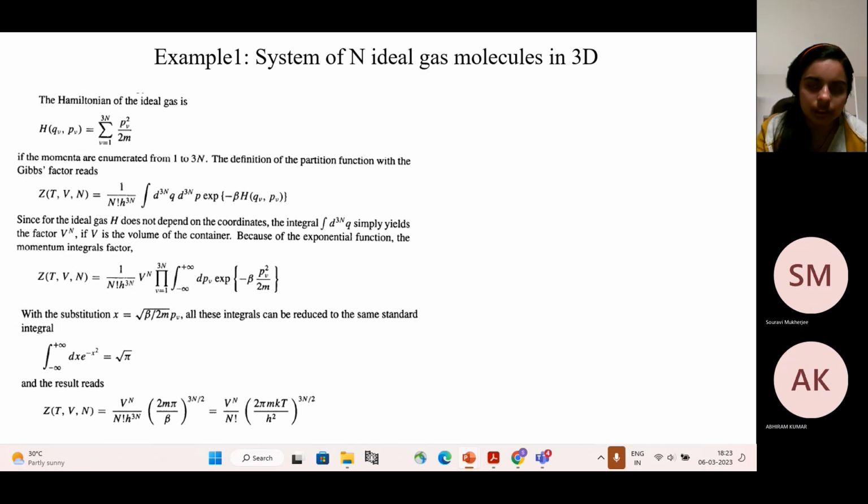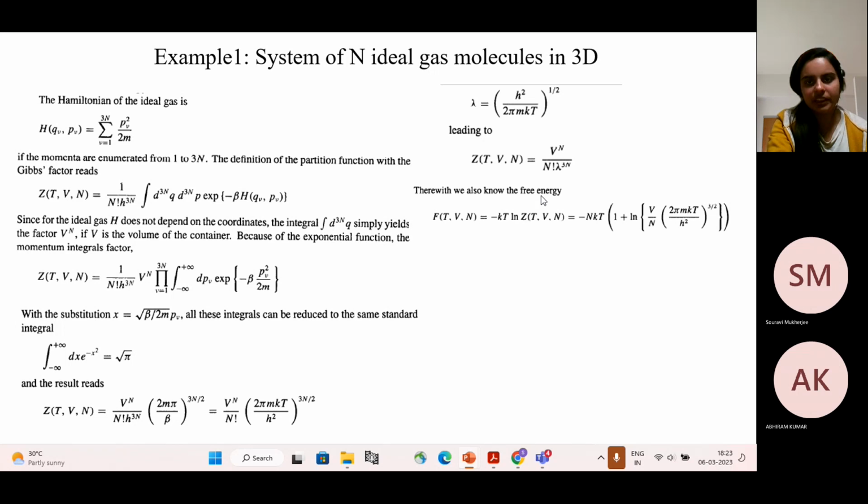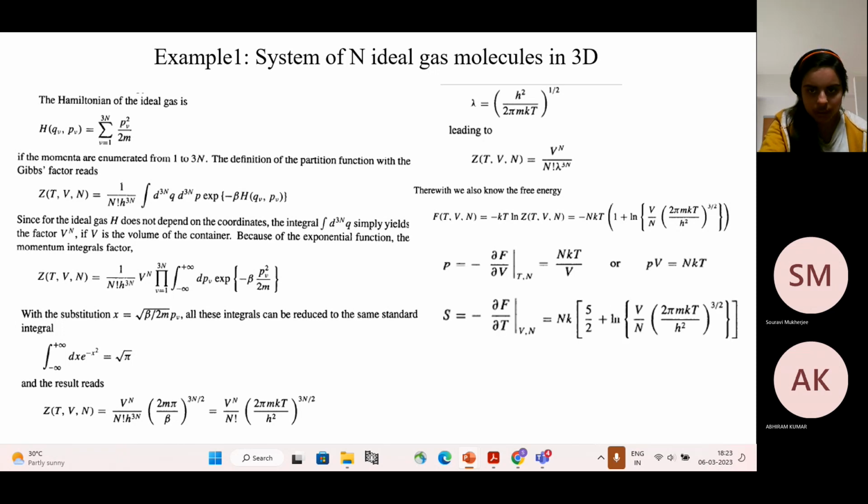Okay. So now this is just a simplified way of writing this expression. What you then get from here is that you can use this relation to find the Helmholtz free energy, which is given as minus kT ln Z. And once you find the free energy, you know how to find the pressure. From the pressure relation you can also get an expression for the equation of state. Similarly you can find the entropy, and you can also find the chemical potential.